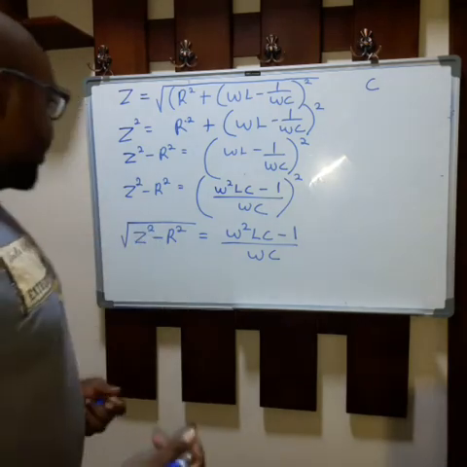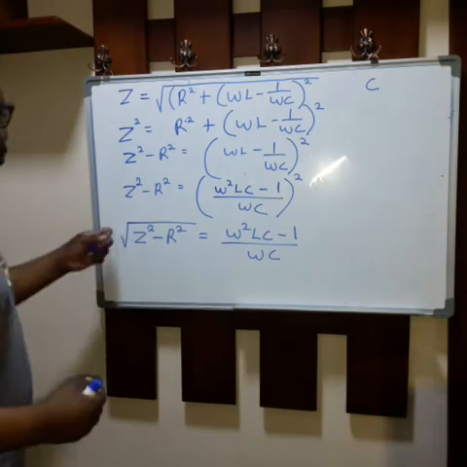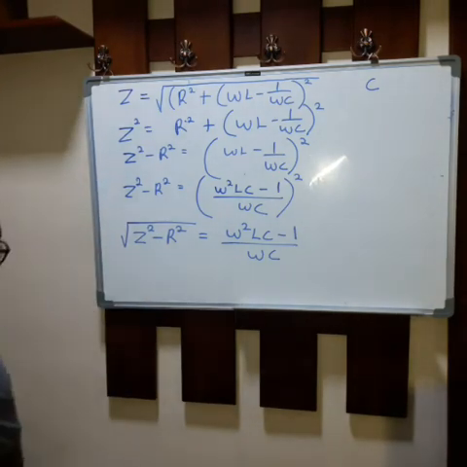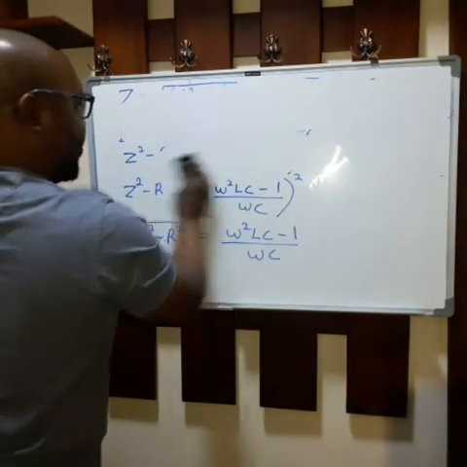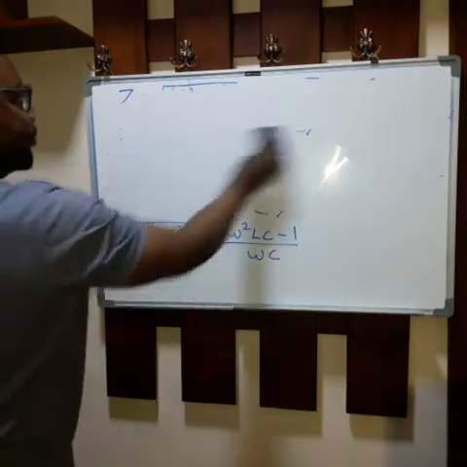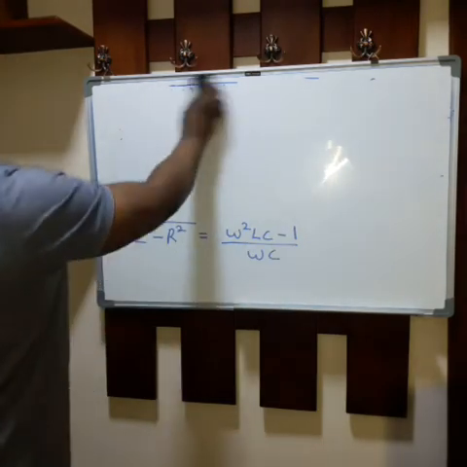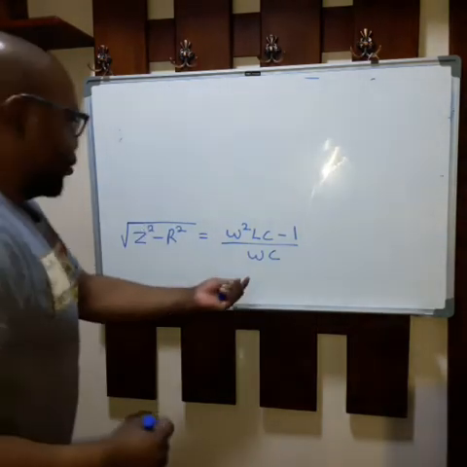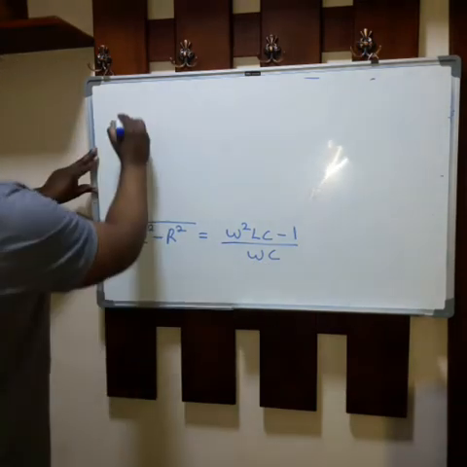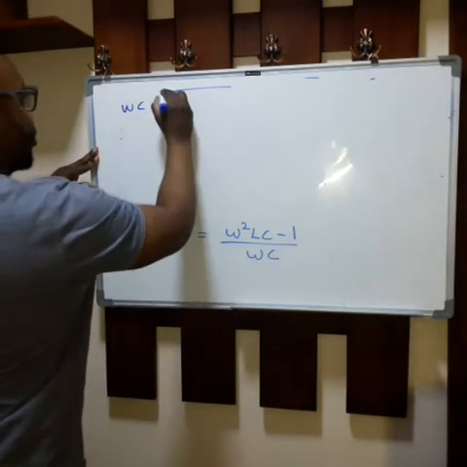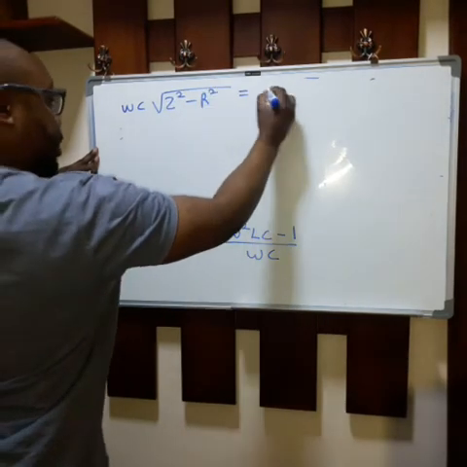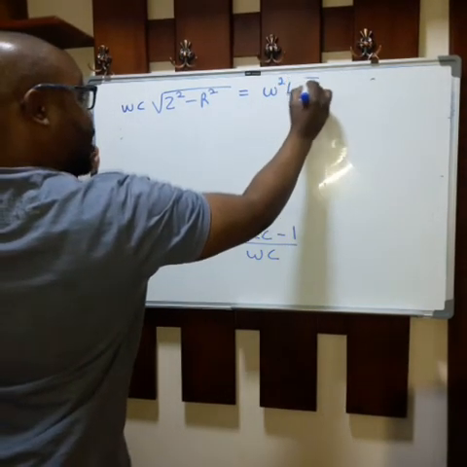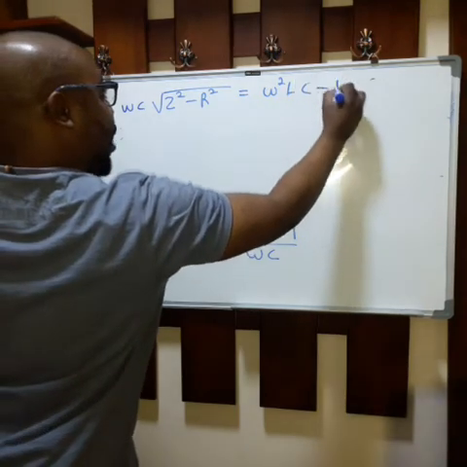The next step is to cross multiply this one. Allow me to wrap the top part so that I can have some space. So I'll wrap this top part up to here. Okay? So now I can cross multiply this one. It will be wc root z squared minus r squared is equal to w squared lc minus 1.